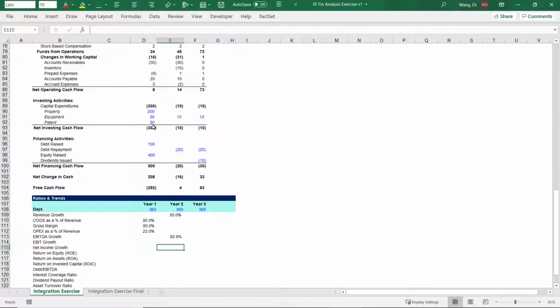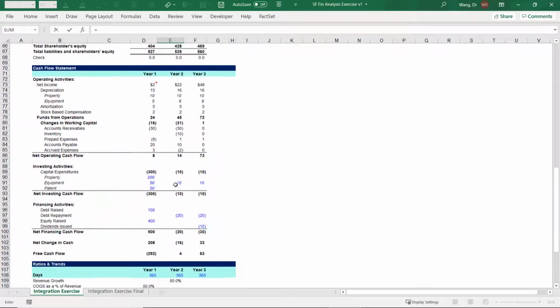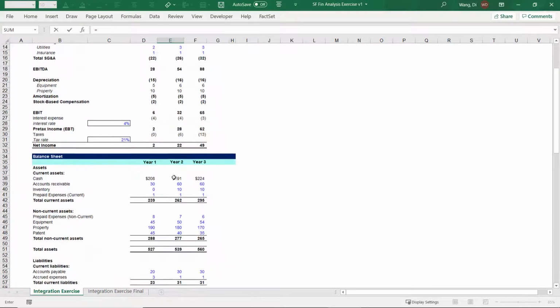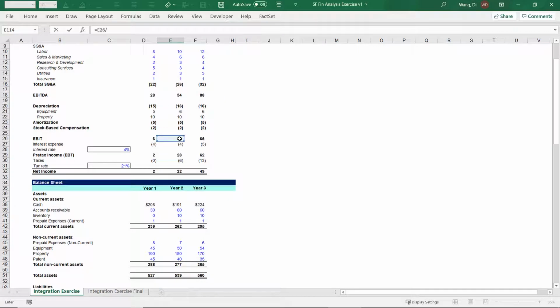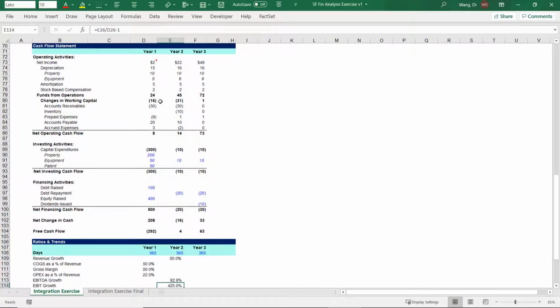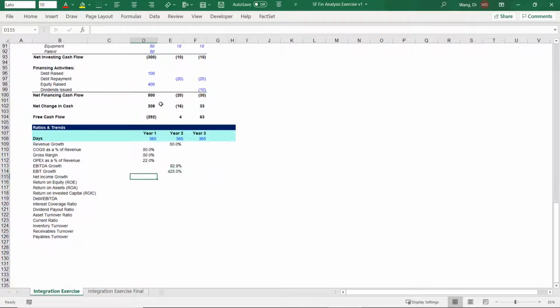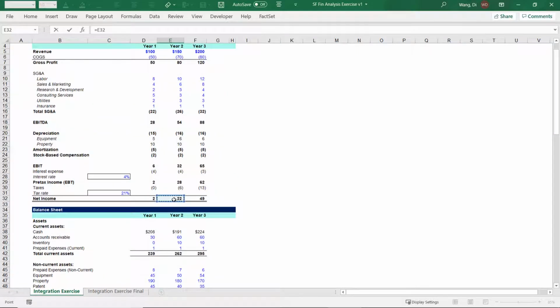EBIT growth. Very similar, we're just going to be taking EBIT divided by the previous year's EBIT and subtract 1. Net income growth, exactly the same. So net income divided by previous year's net income minus 1.